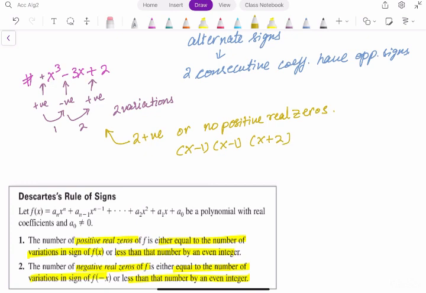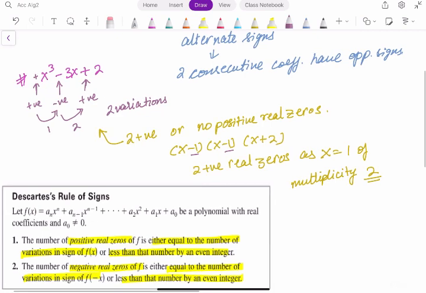If I factor it out, I will get x minus 1 squared and x plus 2. So the 2 positive real zeros are x equal to 1. Because x minus 1 is repeating twice, it is called a multiplicity of 2. You will see the word multiplicity again and again when you are using this rule, and even in pre-calculus and in algebra too. That implies the root is repeated.